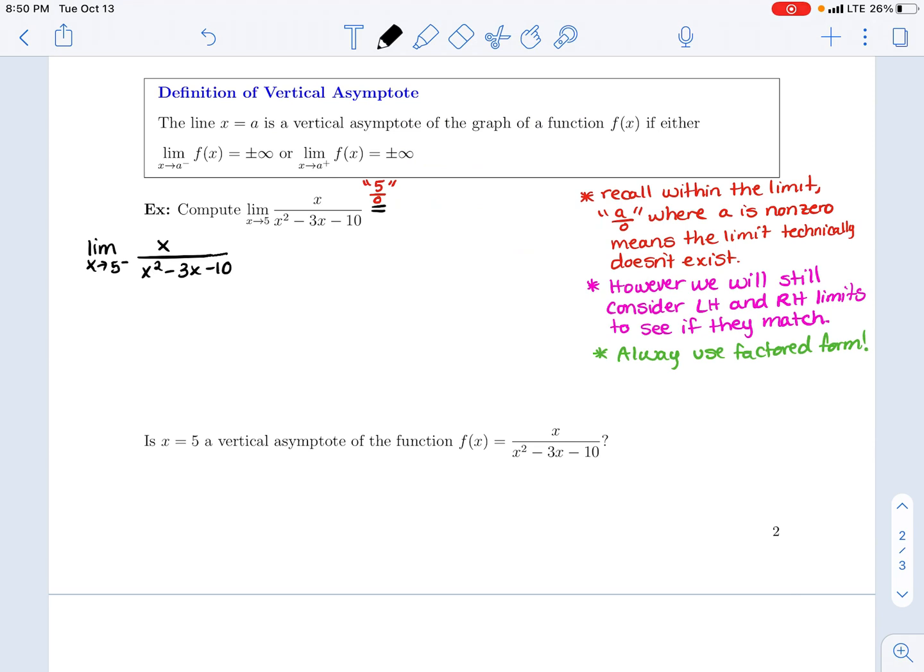Okay, so when we're considering the left-handed and right-handed limits, what we need to do is make sure that our function is factored. So here, I'm going to get that this is the limit as x approaches 5 from the left of x over, and then this factors into x minus 5 times x plus 2. Okay, same idea with the limit from the right of my function here.